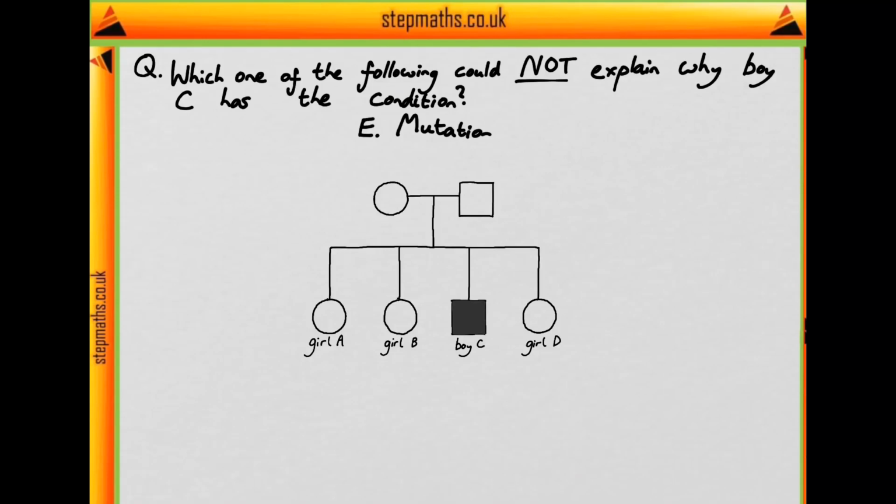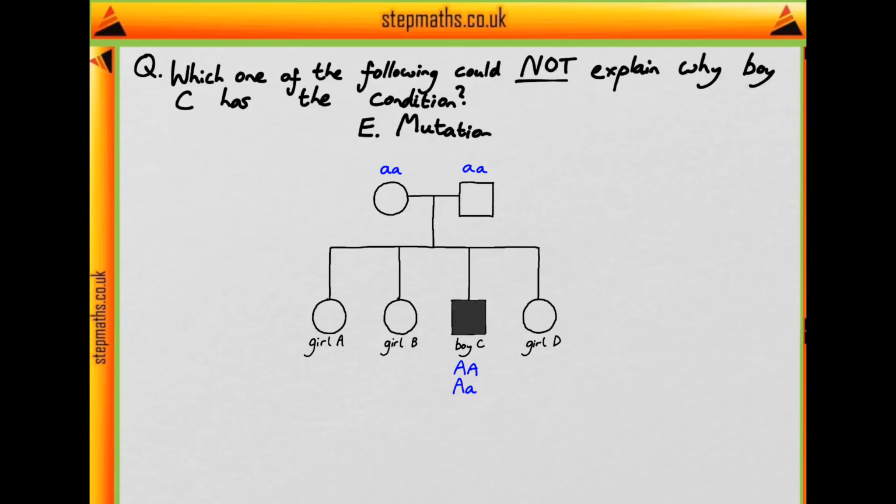And finally, mutation. So how could this explain why boy C has the condition and neither of his parents do? Well, we can explain this firstly in a situation of when the genetic condition is caused by a dominant allele, and after that I'll explain how this could come out if the condition was recessive. So, if the genetic condition is caused by a dominant allele, but neither of these two parents have the condition, then they must both have a homozygous recessive genotype. However, if boy C does have this condition, his genotype must be either homozygous dominant or heterozygous.